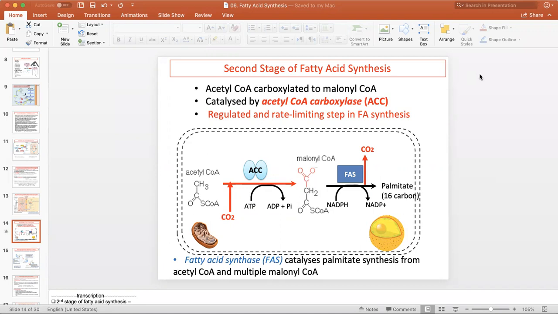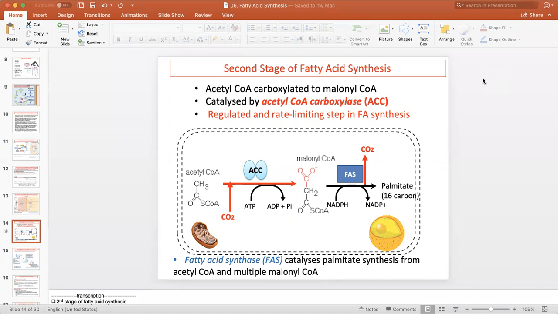Okay, I have a question here. What is biotin? So biotin is actually a vitamin, okay? So we use this biotin as a cofactor. In the next slide, you will see how biotin works as a cofactor in these reactions. I hope that answers the question.